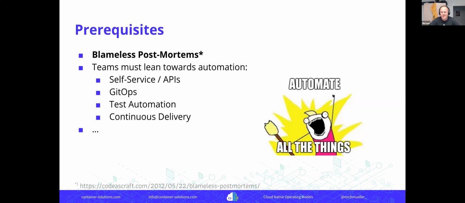There's nothing else than automation. Other teams communicate via API and API contracts in place. There needs to be GitOps. In earlier days, you would have called it infra as code, but let's stick to GitOps, test automation, and continuous delivery. You can't do things manually anymore.